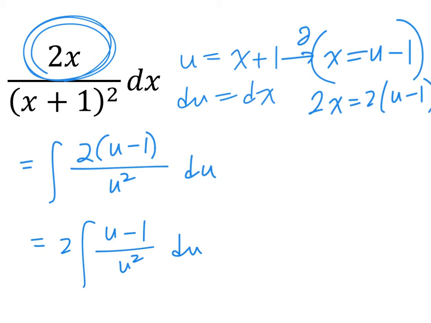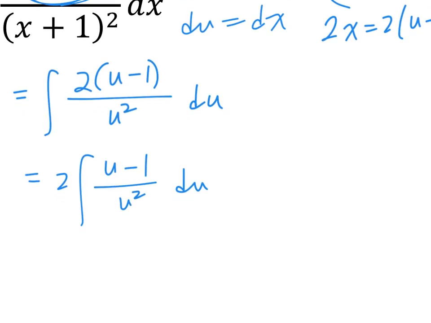But how do you know when you can do that? As long as it's multiplied to the whole thing, you can always take it out. If it's just 2u minus 1, of course you cannot take the 2 out. That would be killing me. Something is wrong.